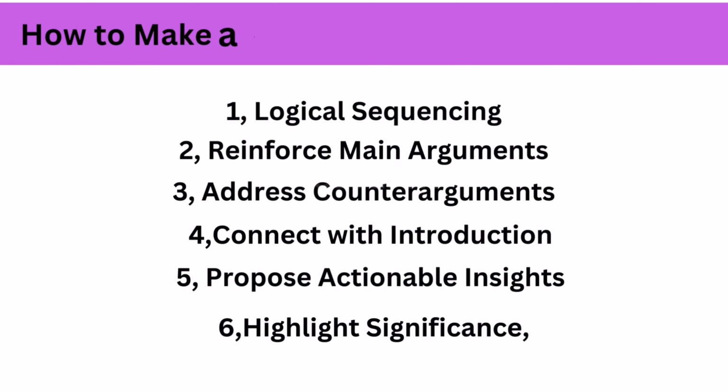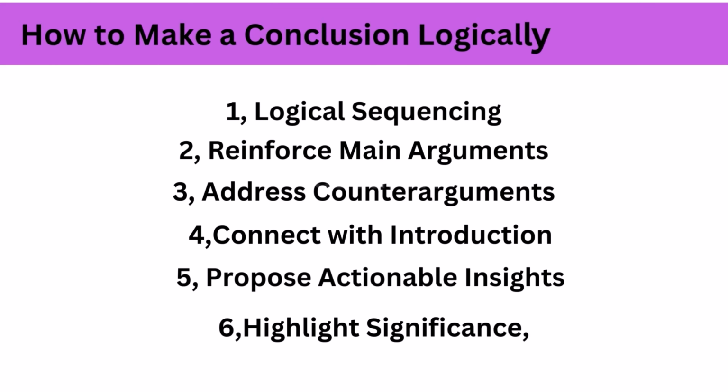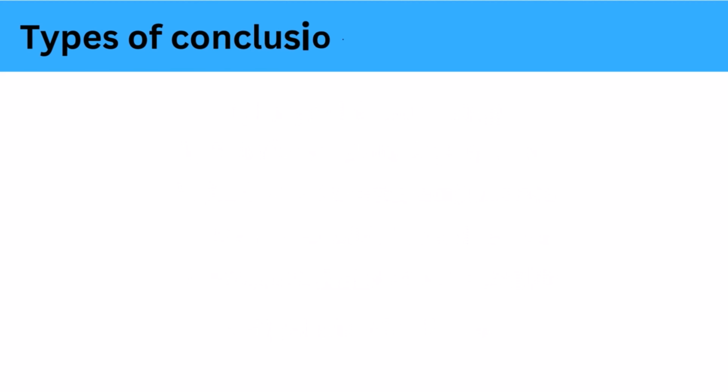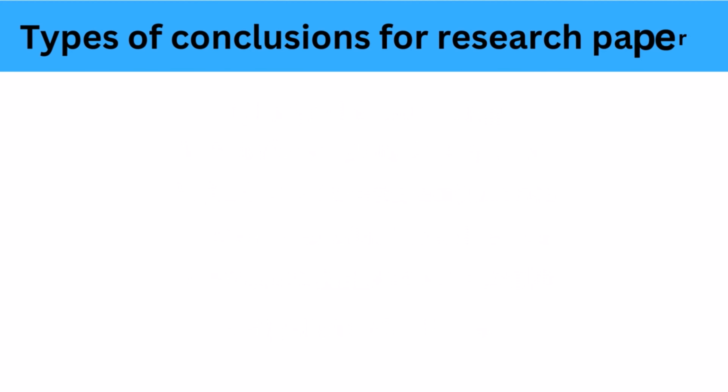6. Highlight significance. Clearly articulate the broader implications of your research to convey the importance of your work and its potential impact on the field, making your conclusion logically compelling. Depending on your research topic and the style of your paper, you may choose to write your conclusion according to specific types. There are 3 main types of conclusions.